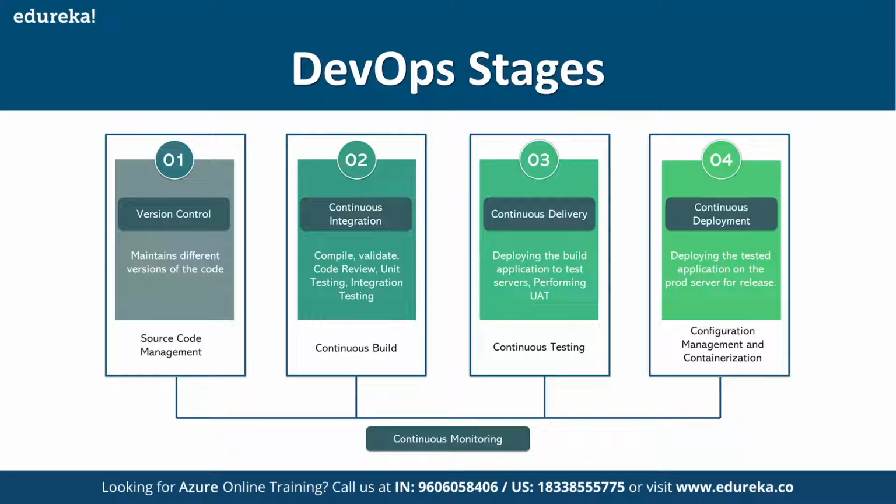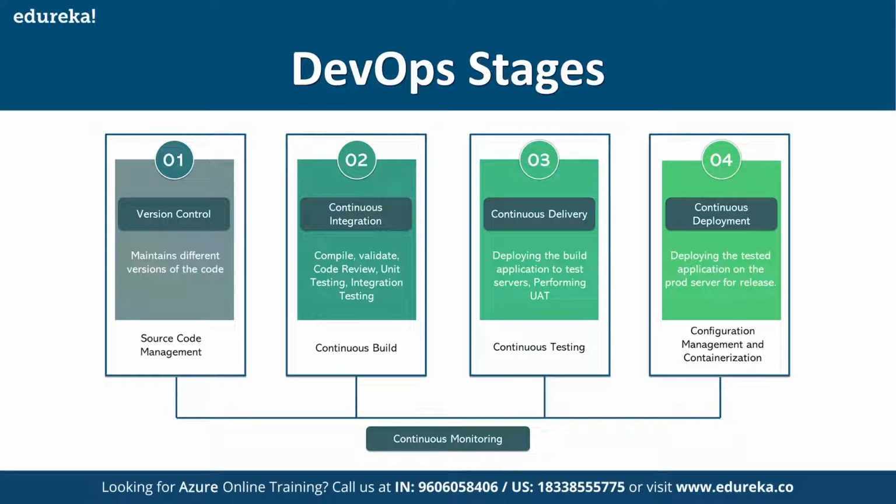Number two, we have CI, continuous integration. Normally in DevOps you see this naming convention CI/CD. CI is continuous integration, CD is continuous delivery. When you say continuous integration, it means compile, validate, code review, unit testing, integration testing, all of these are part of the continuous build. When you come to delivery, it's deploying the application to test servers, performing your UAT, all of this will come into continuous delivery.